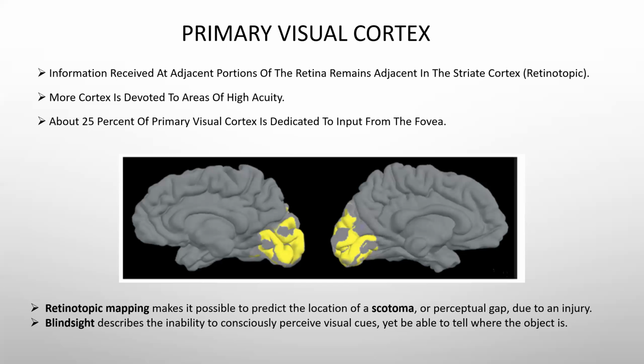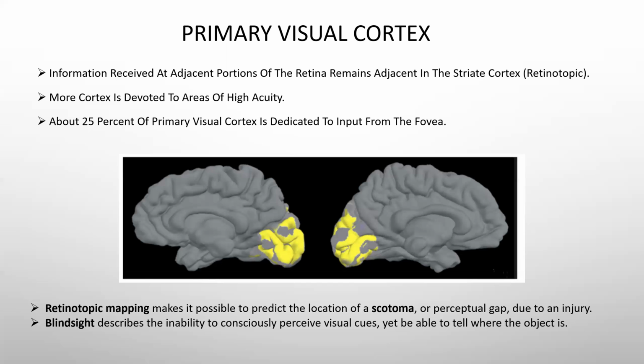So more cortex is devoted to areas of high acuity. That makes sense. About 25% of primary visual cortex is dedicated to input from the fovea, because the fovea was the highest acuity area of the retina. Remember, that was the area that only had cones involved. That was the area where if you really want to focus on an object, you put it straight in front of your eyes, because that information is going to be fed back to the fovea.